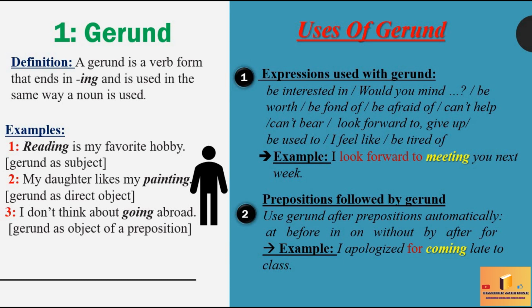Number two. Prepositions followed by gerund. Of course, there are lots of prepositions, but I write here just some of them: at, before, in, on, without, by, after, and for. Example. I apologize for coming late to class. After for, we have gerund, for coming.